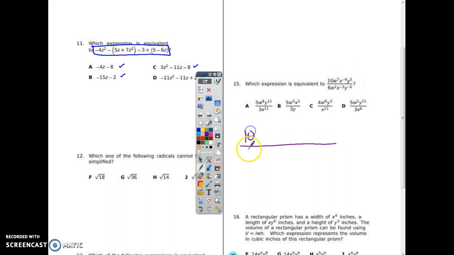I have 10 and 6. I have w to the 7th power. I have w to the 5th power. This one's going to go to the bottom: x to the 9. And then this one's going to go to the top: x to the 3. This one stays: y to the 5th. And this one moves up: y to the 6. Okay?